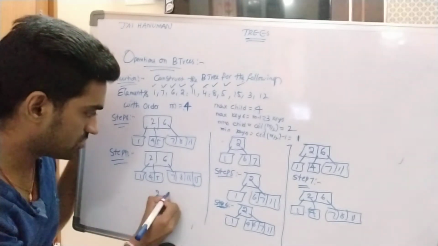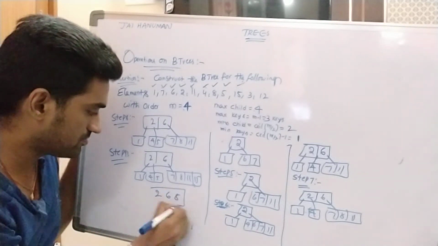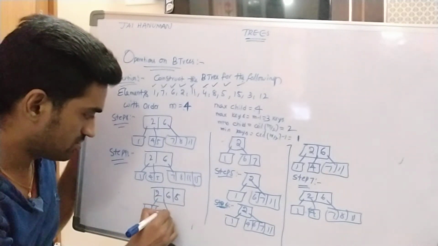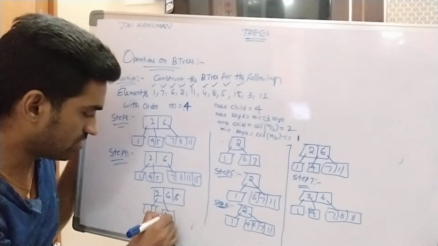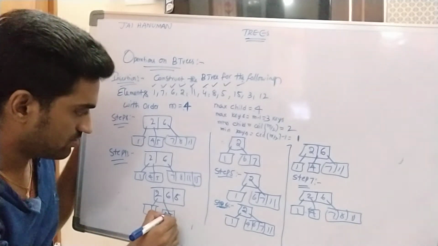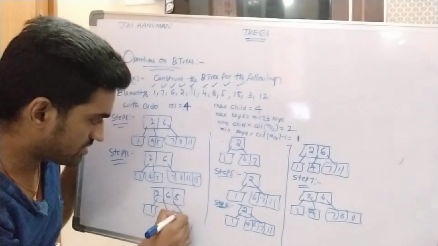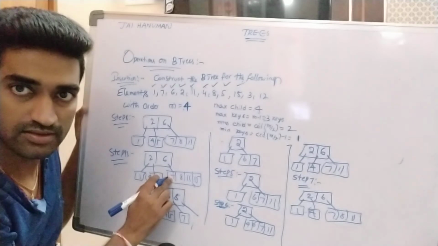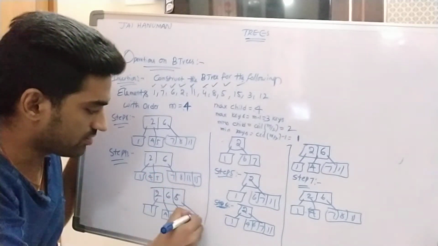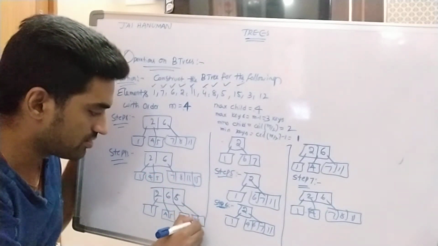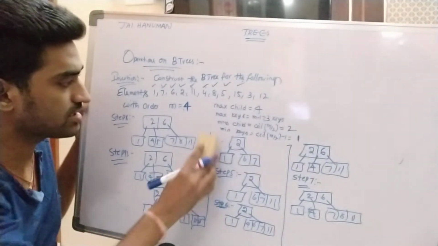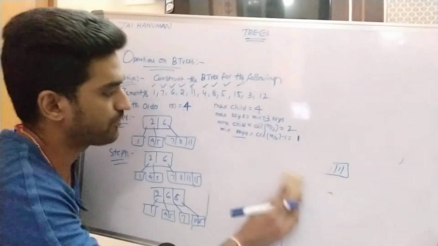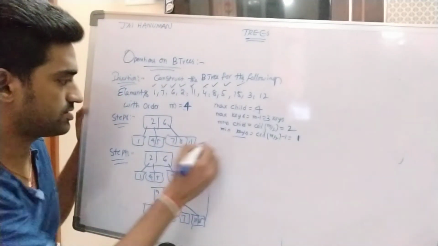Now tree becomes 2, 6, 8, 1, 4, 5, 7. So for 8 children are 7, 11, 15. Fine. Then what is the next inserted key value? What is the next inserted key value? Step 10.